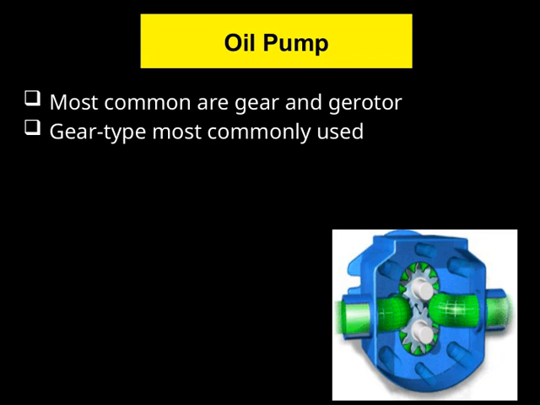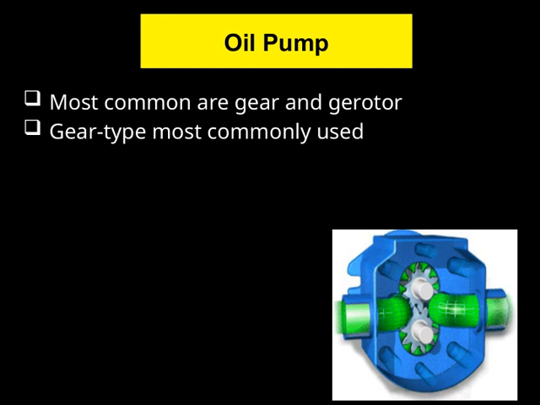When it comes to oil pumps, the most common types you'll encounter are gear and gerotor pumps. These are widely used because of their efficiency and reliability. Among these, gear-type pumps are the most commonly used in various applications. They are favored because they provide a steady flow of oil, which is essential for proper lubrication and cooling in engines and machinery.